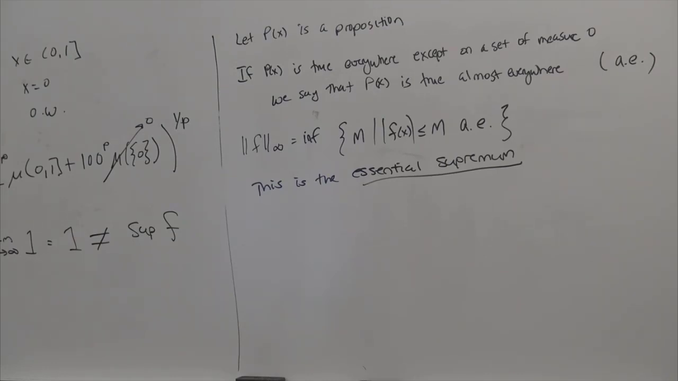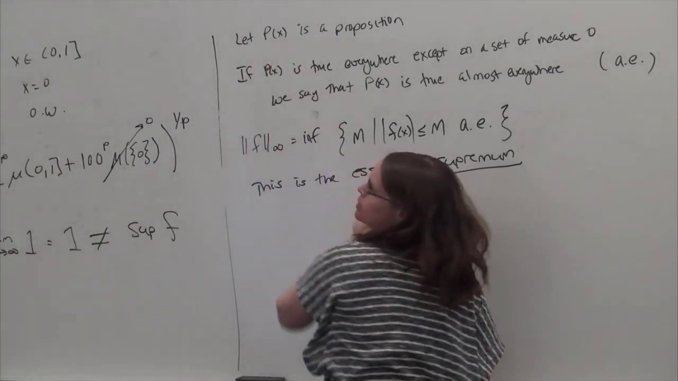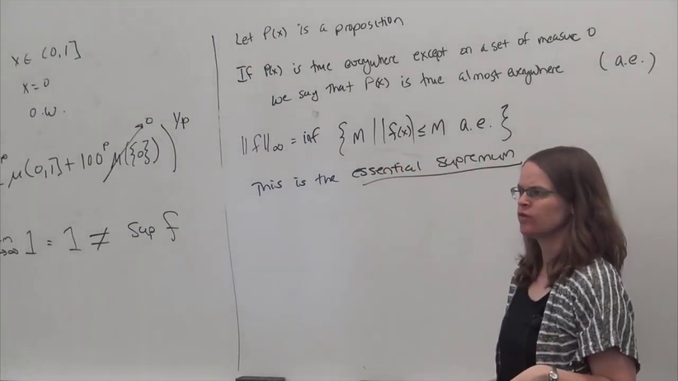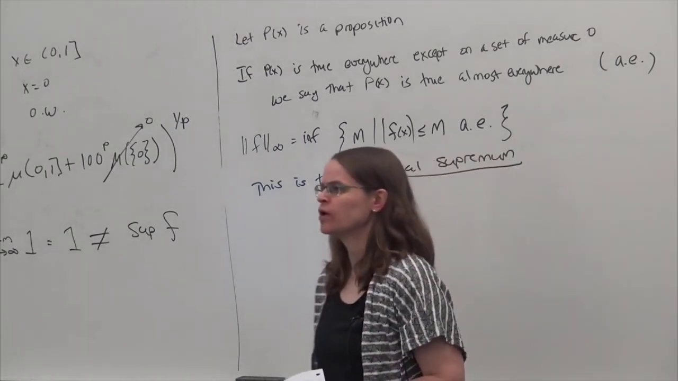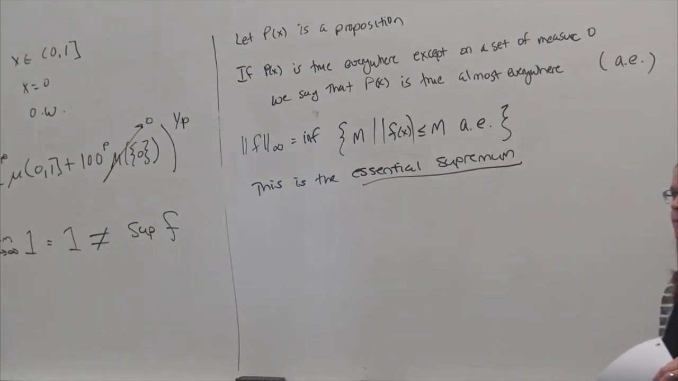Yeah? Does this work for convergence? So the dominated convergence theorem, I think, requires a bound above everywhere. Is that your question? You can talk about convergence almost everywhere. Let's say P of x is the statement that f_n converges to f. Yeah, then we could say that this is true almost everywhere, certainly.